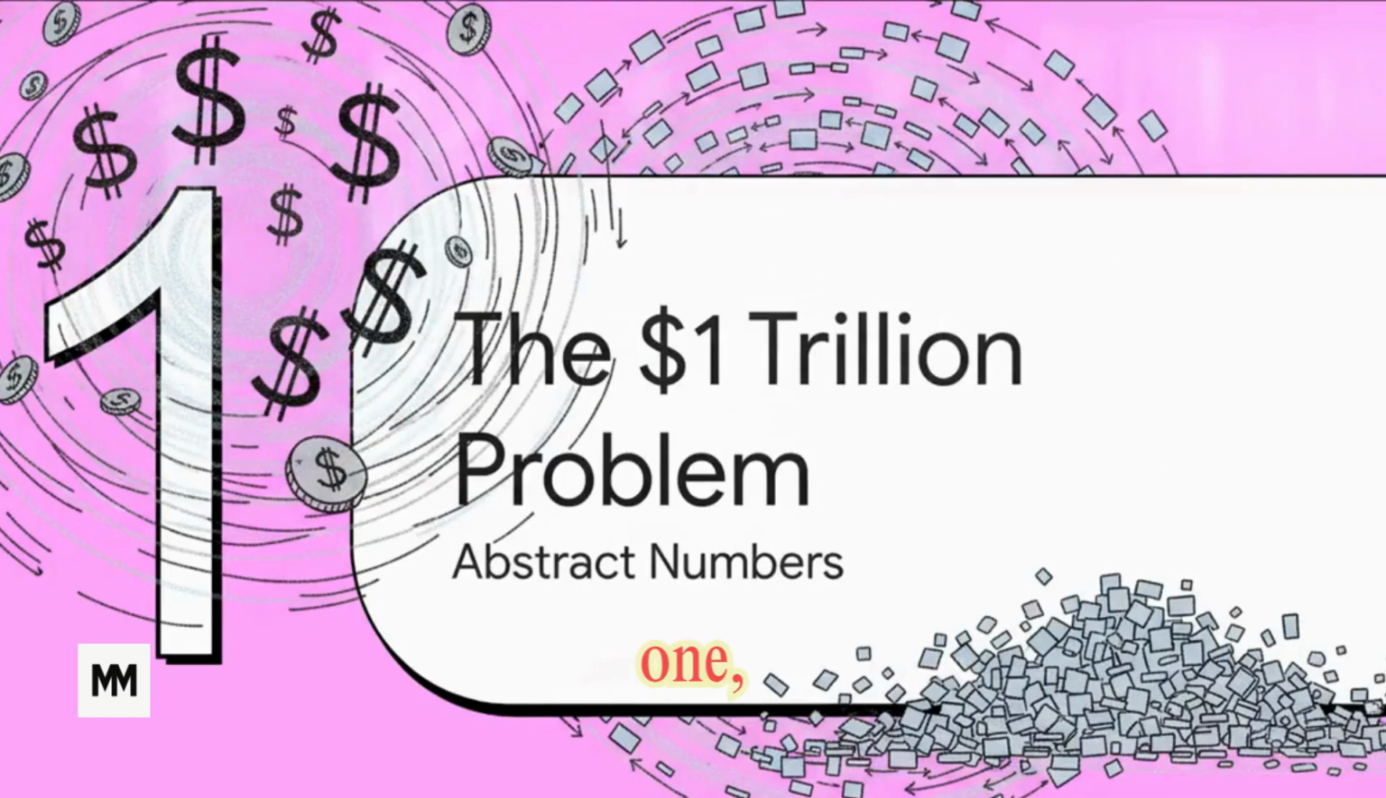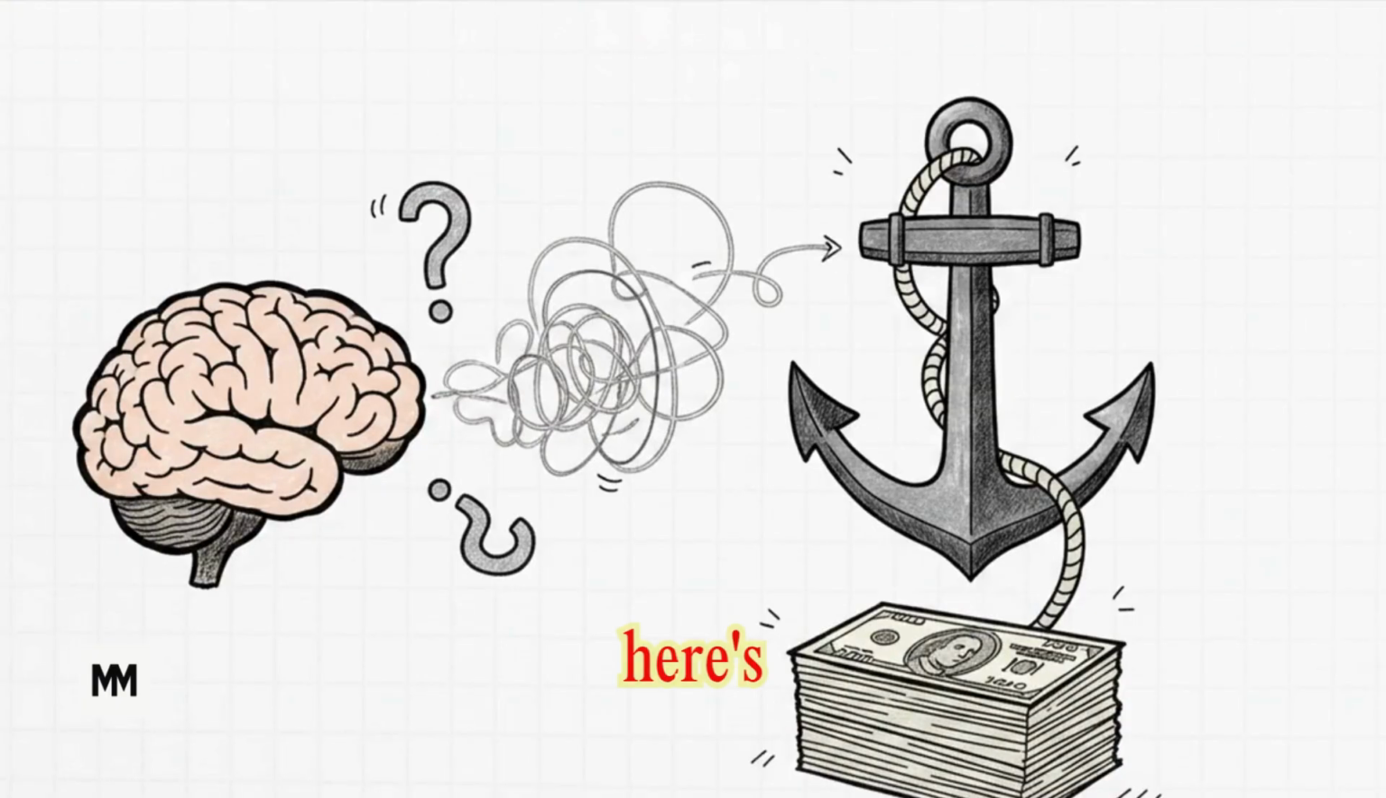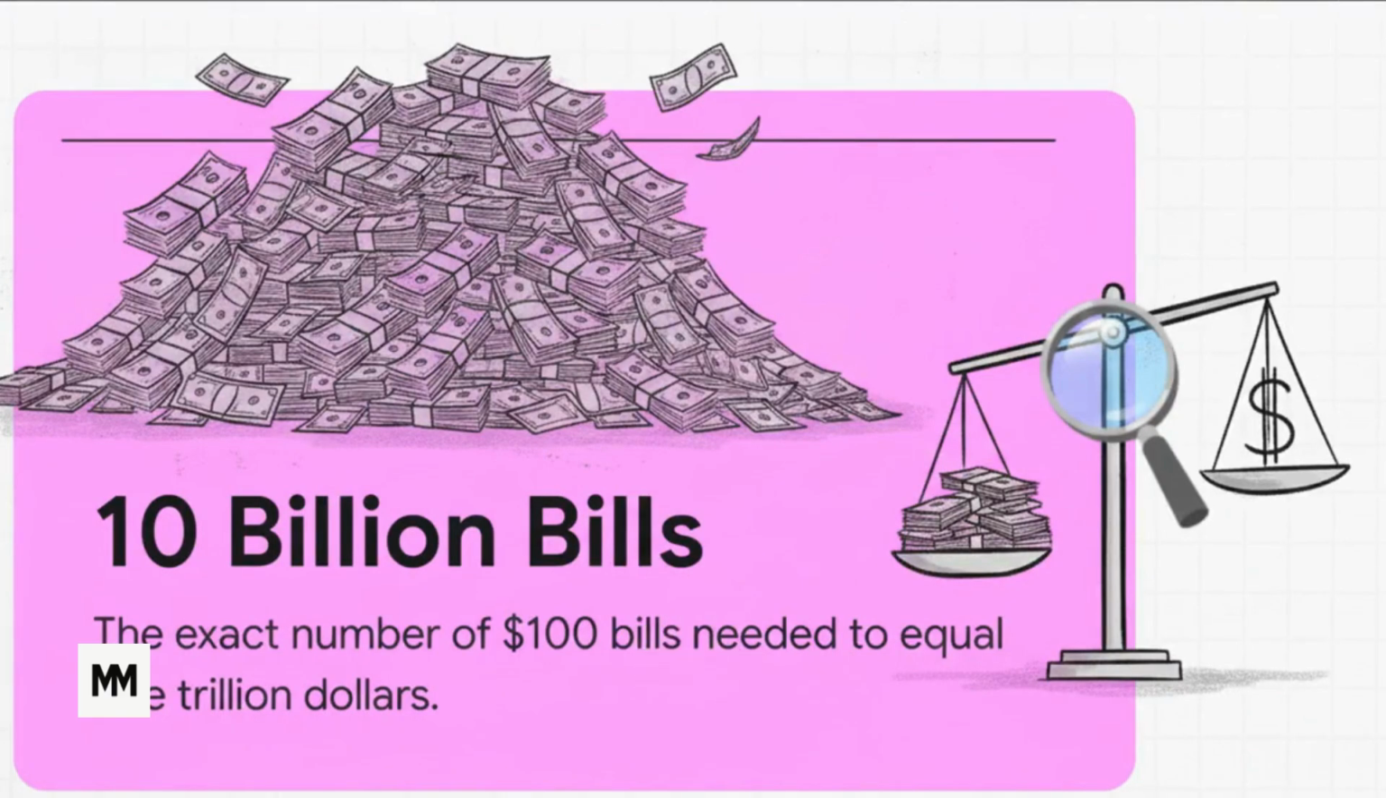All right, section 1, the $1 trillion problem. So here's the thing. We hear trillions so often regarding government budgets and corporate valuations that we've kind of lost our sensitivity to it. But the truth is, evolution just didn't prepare our human brains to intuitively grasp a number this exponentially huge. To fix this, we're going to build a mental model using a physical anchor you already know, the $100 bill. Get ready because we're aiming for a profound aha moment here. Okay, let's dive into this.